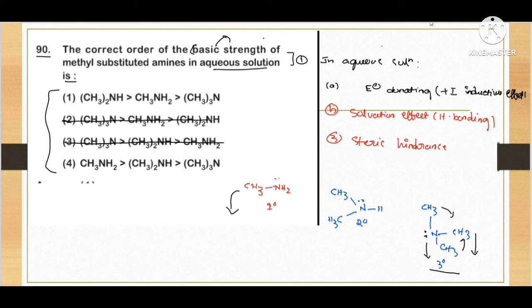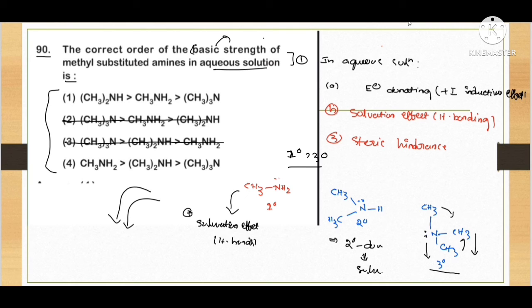But in primary amines, after donating its lone pairs to others, the positive charge is neutralized by solvation effect, that is hydrogen bonding. So the donating ability of primary is greater than tertiary. When you compare the primary and the secondary, secondary has higher donating ability. Why? Because of higher solvation effect. So we conclude that its order is secondary greater than primary greater than tertiary.